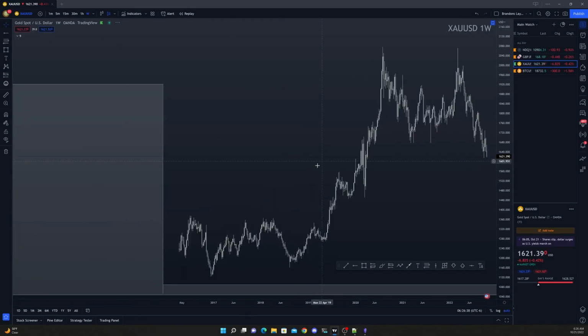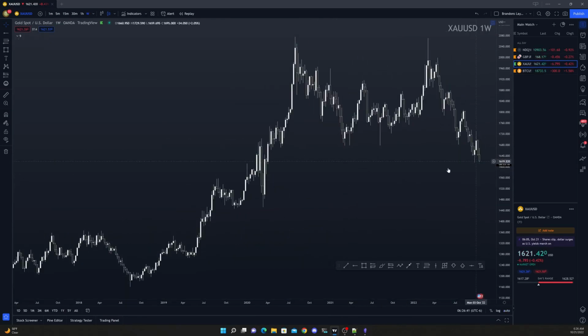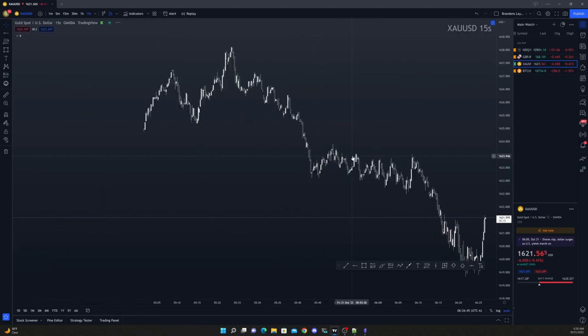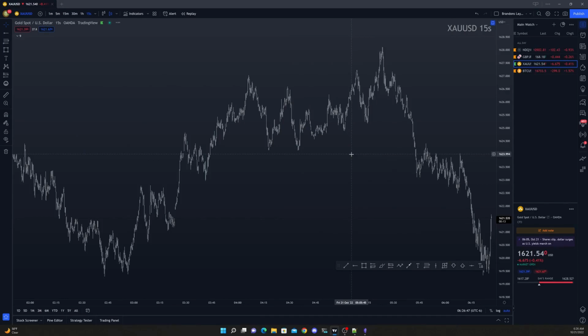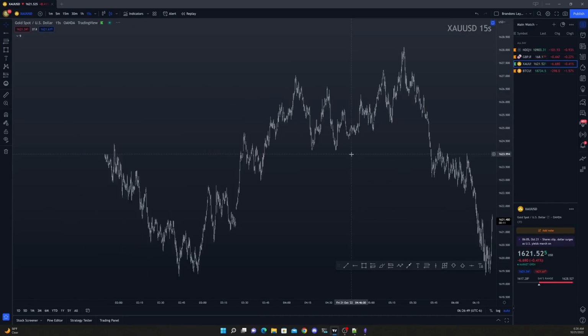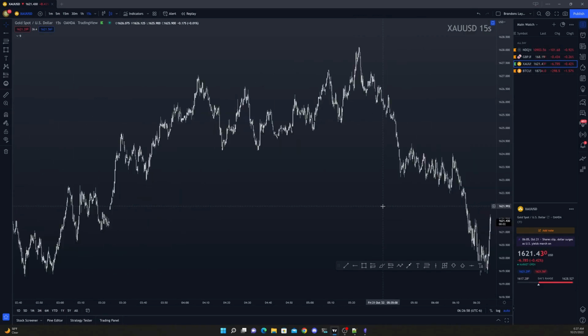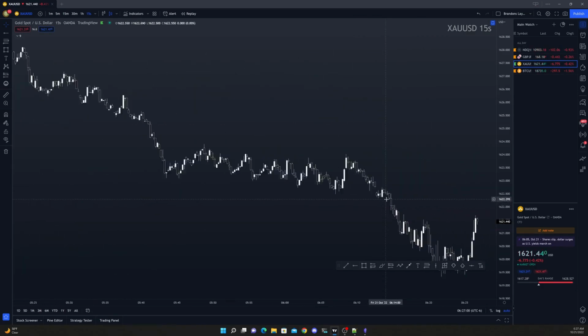All right, so let me look at the weekly. Okay, great. And remember, price is fractal. So if I went down to the 15-second, what would you say? Honestly, I would say that kind of looks like what's going to happen on the higher time frame. But this is the 15-second, right? This is very, very low time frame. These are tick, tick, tick, tick, boom, right?